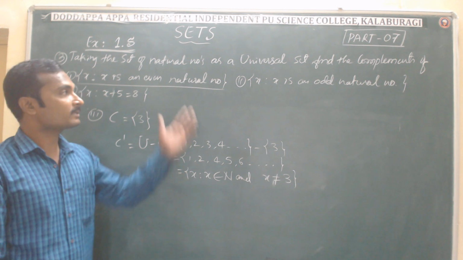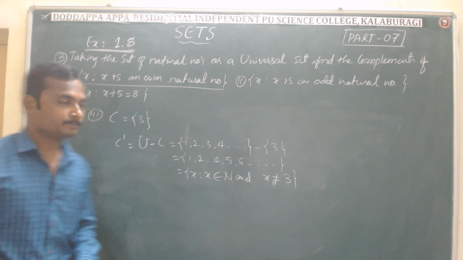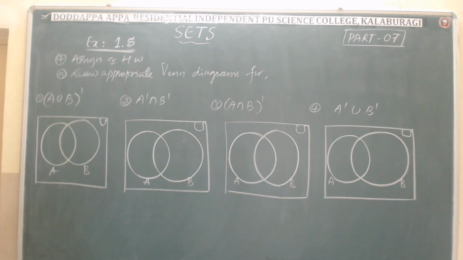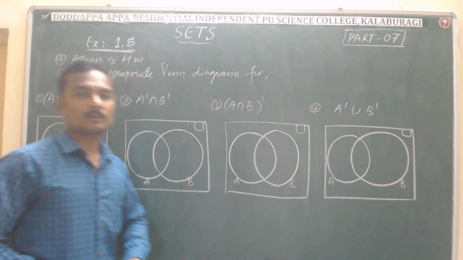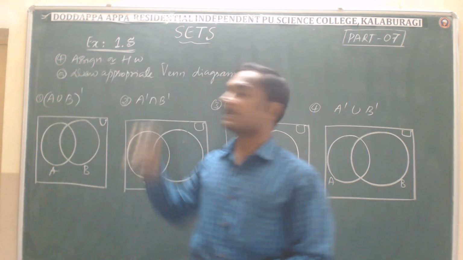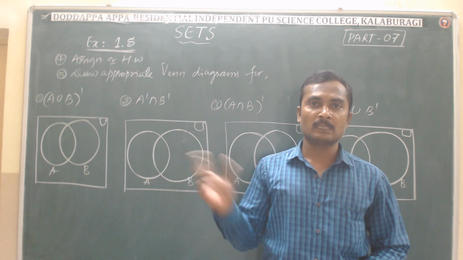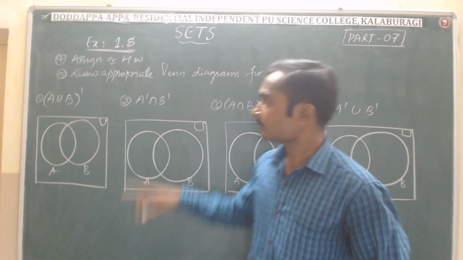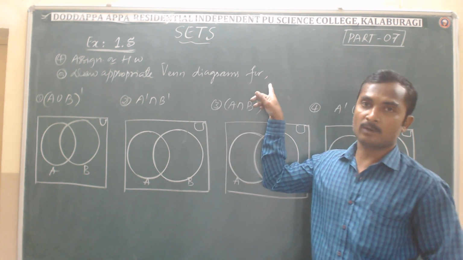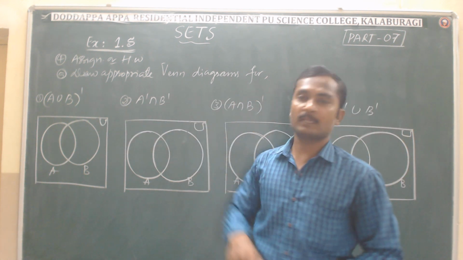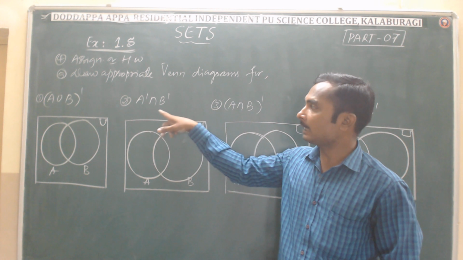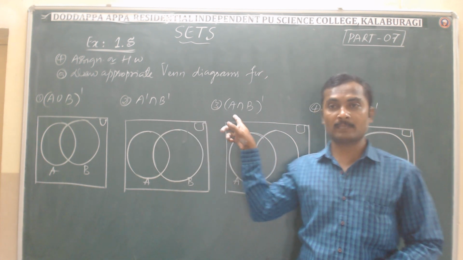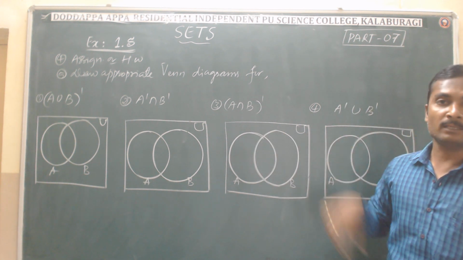And there are some more examples given here. You can work them out at home. Okay, students, the fourth will be an assignment or homework for you. It's a problem similar to the third question. The fourth question is, draw the appropriate Venn diagrams for: A union B whole complement, A complement intersection B complement, A intersection B whole complement, and A complement union B complement.